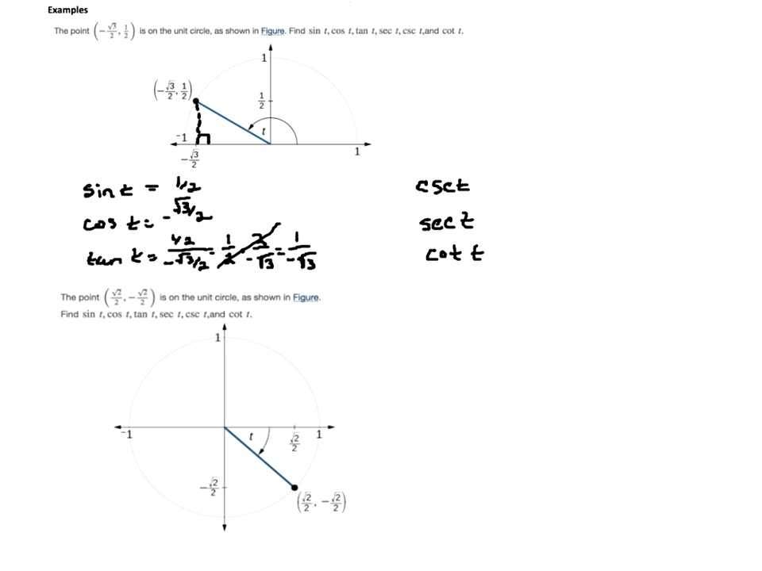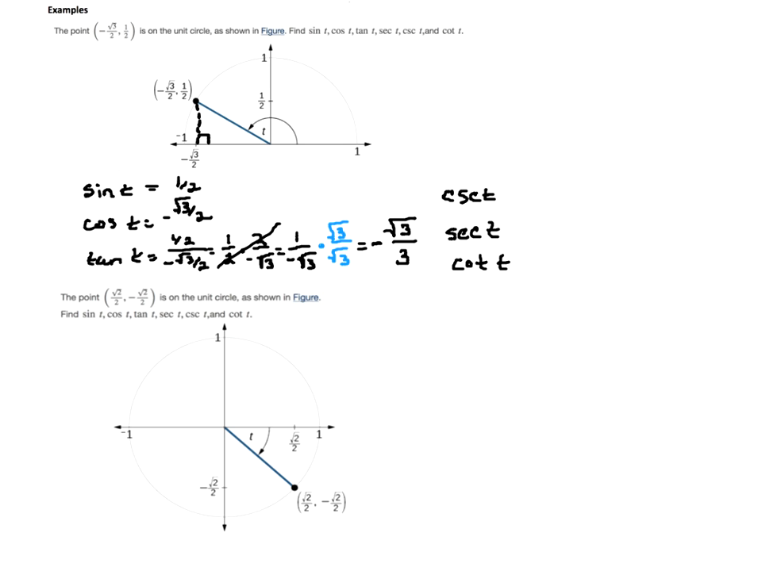I can't leave it like this. I need to rationalize that denominator by multiplying by the square root of 3 over the square root of 3. Let me actually move this over a little bit. Get my black pen back. So we multiply fractions straight across. This is negative because I've got a negative times a positive, square root 3, and the square root of 3 times the square root of 3 is the square root of 3 squared, so it's just 3. So negative square root 3 over 3.